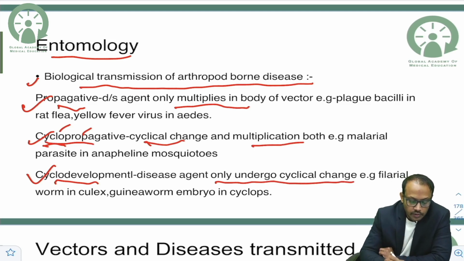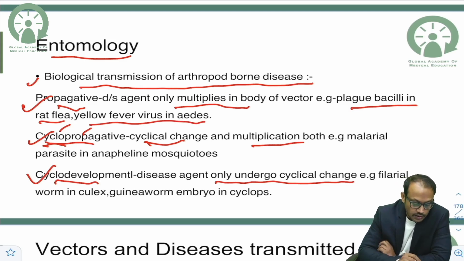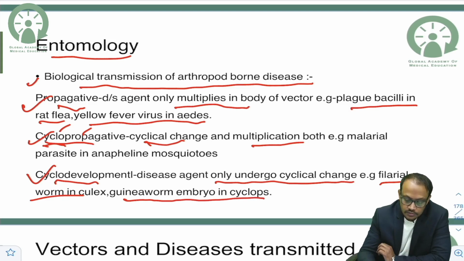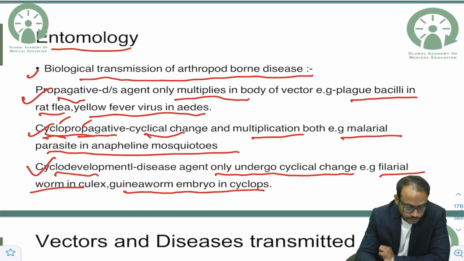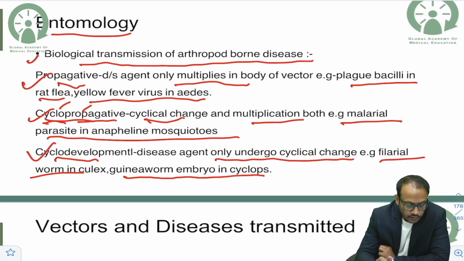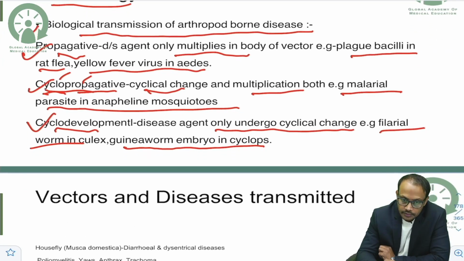So in the propagative, plague bacilli in rat flea, it simply multiplies. Yellow fever virus in Aedes, it simply multiplies. In the cyclodevelopmental, filarial worm in the Culex, it changes form. Guinea worm embryo in cyclops, it undergoes cyclodevelopmental changes. In the cyclopropagative, both changes are there. For example, the malaria parasite in the Anopheles mosquito, there are changes in the numbers as well as in the structure. So these are propagative, cyclodevelopmental and cyclopropagative stages.